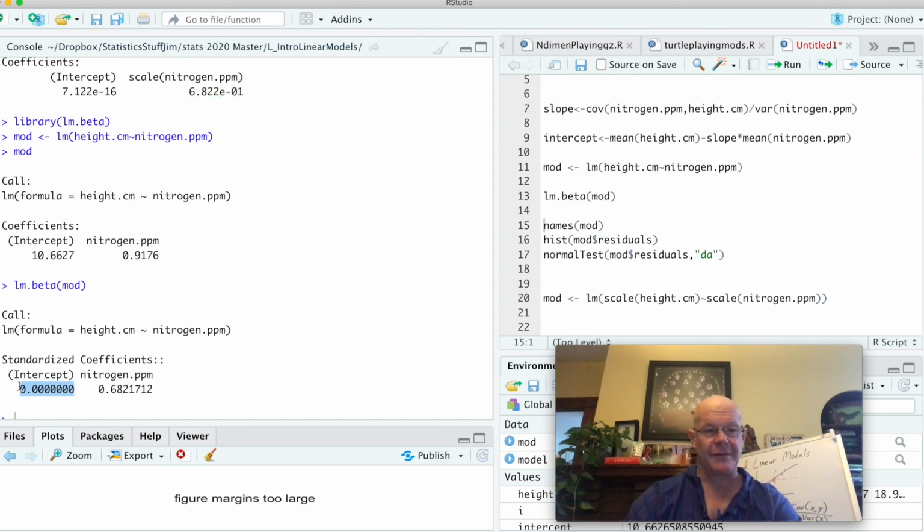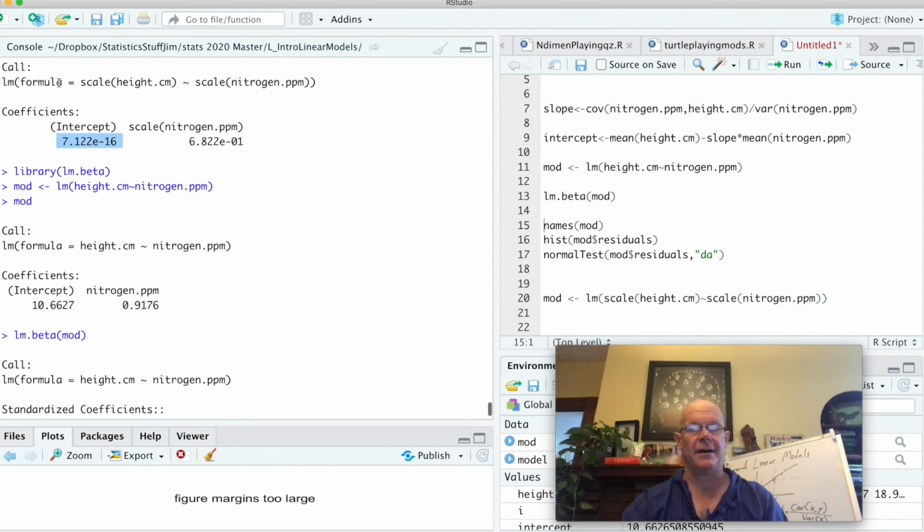And this is giving me 0 for the intercept, which is the correct answer, because if everything is centered at 0, the intercept must be at 0. And here we see the computer working really hard, but not quite getting there, with the whole rounding problem that computers have. But I'm going to say that 7.1 times 10 to the negative 16th is probably close enough to 0 to feel good about the fact that it's 0.